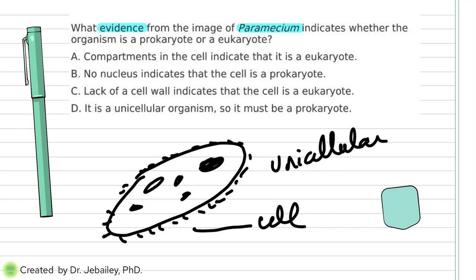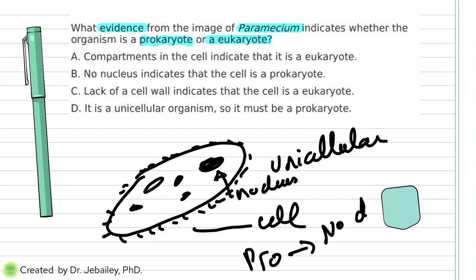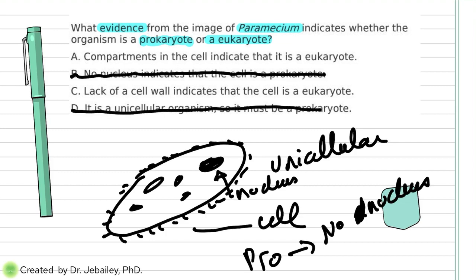Continue with the question. It says, what evidence from the image of Paramecium indicates whether this organism is prokaryotic or eukaryotic? So the question is asking, is Paramecium a prokaryote or a eukaryote? Now, if I go back to what I just explained here, it has a nucleus. So if it has a nucleus, we know that prokaryotes have no nucleus, right? Prokaryotes don't have a nucleus. If that is true, we already can cancel B, right? Because prokaryotic is not it. So these two are gone. So now we only have A and C.